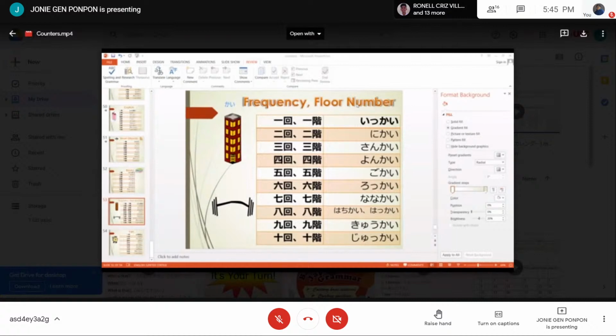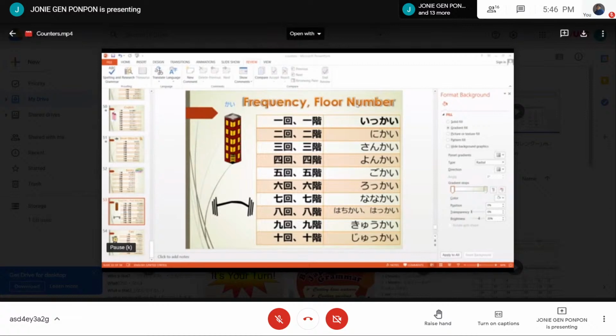And then for the second floor or two times, twice, that is nikai. And then for 3, that is sankai. Then for 4, yonkai. Then fifth floor or 5 times, that is gokai. Then for 6 times or the 6th floor, that is rokkai. Then for 7 times or 7th floor, nanakai.